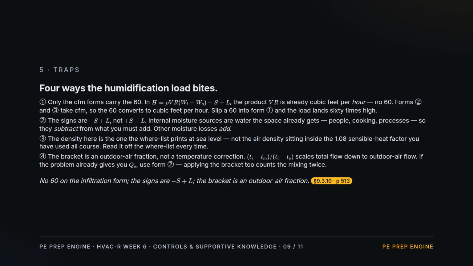Other losses add. 3. The density here is the one the wear list prints at sea level, not the air density hiding inside the sensible heat factor you've used all course. Read it off the wear list every time. 4. The bracket is an outdoor air fraction, not a temperature correction. It scales total flow down to outdoor airflow. If the problem already gives you the outdoor air quantity, use the fixed form. Applying the bracket as well counts the mixing twice.